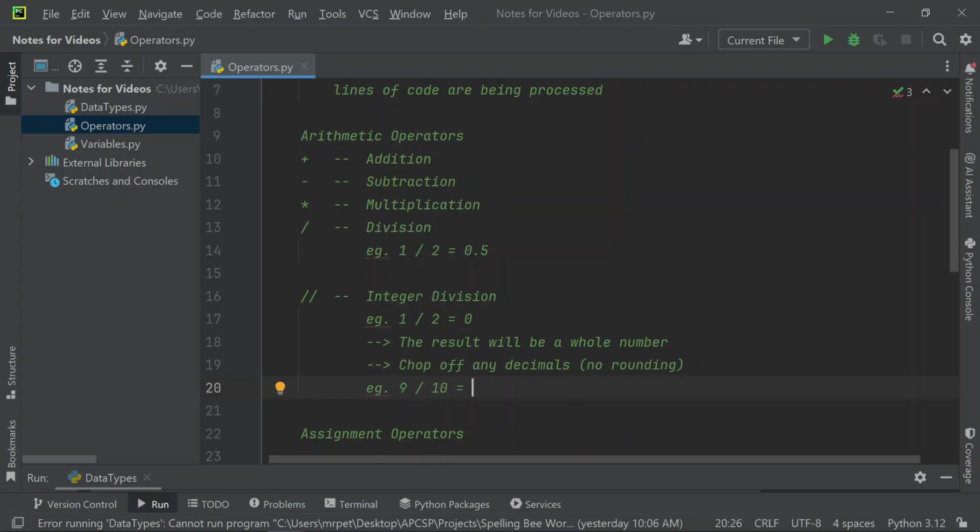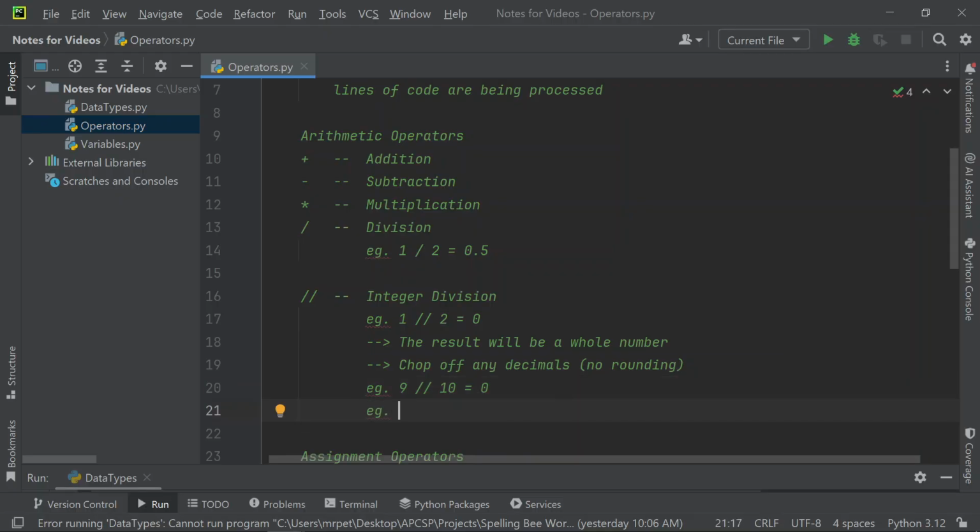It would normally be 0.9, very close to 1, but in Python programming, we don't care if we're doing integer division. And I've been using the wrong symbol. This should be the double slash. There we go. Make sure you have that. The double slash here is integer division. Single slash is regular division. 9 divided by 10 in integer division, also 0.